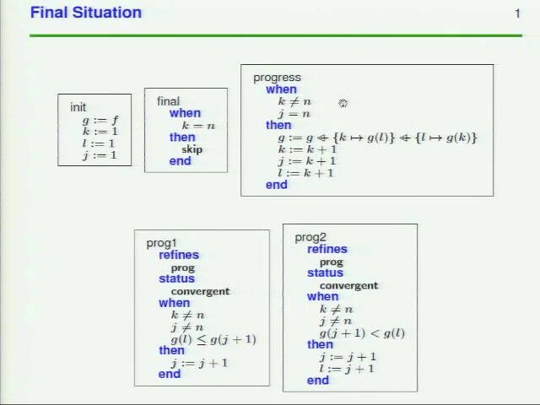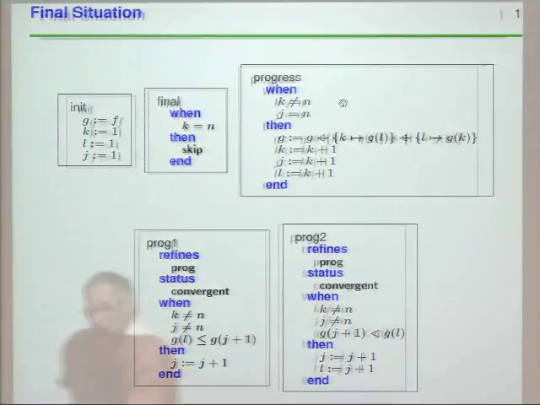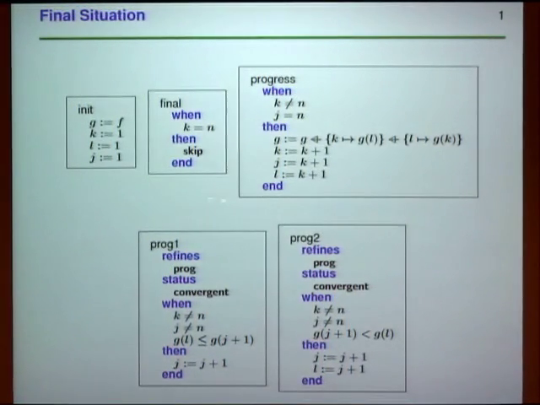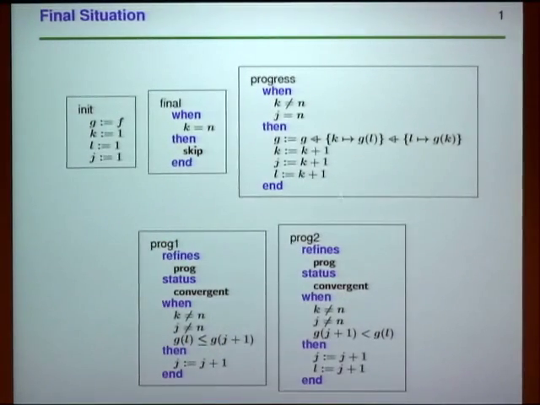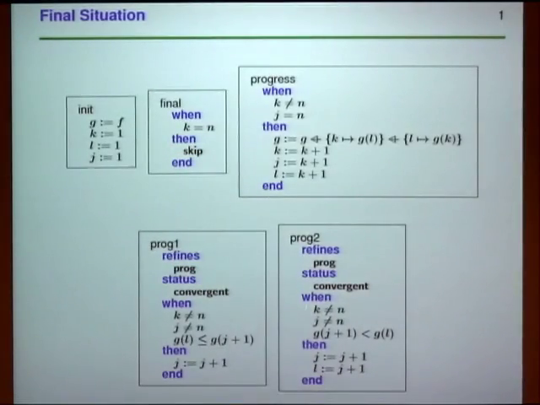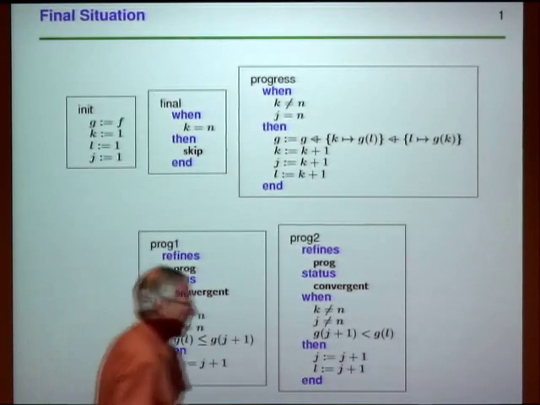Okay, so we are now ready to, or let me move to, I've done a few more slides this morning, because it was going a bit too fast. So here is the final situation. Init, final, progress, prog 1, and prog 2. So prog 1 and prog 2 are at the same level. Then progress is one level up from prog 1 and prog 2, and final is the first level. Okay? So now you remember this problem of level. Because prog 1 and prog 2 are at the same level, we can do an if then else. We have some common guards here, but we have two guards that are complements of each other.